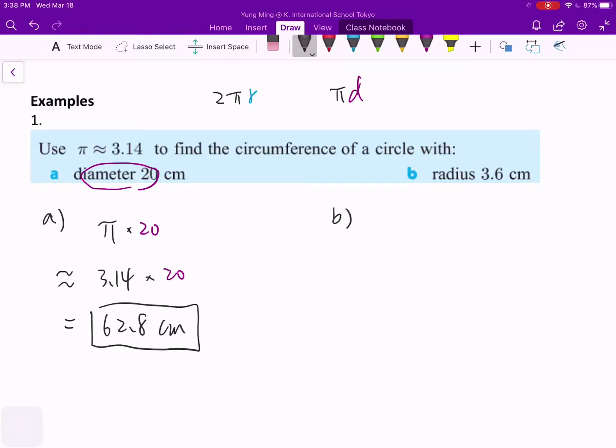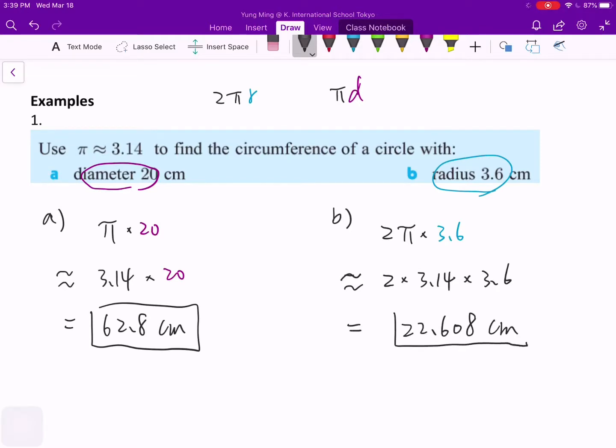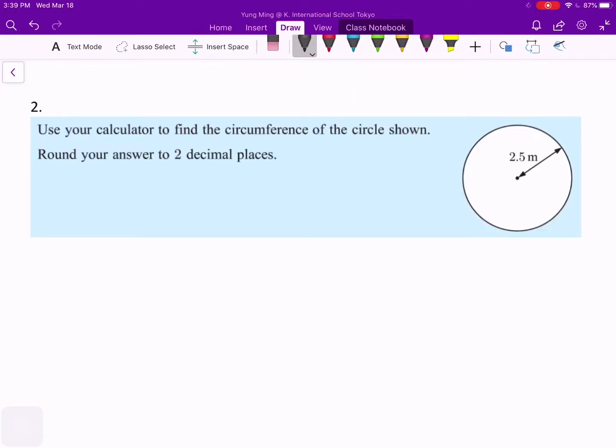Part B, because we're given the radius, we're going to use the 2 pi r formula. So we got 2 pi times r, r is equal to 3.6. This is going to give us approximately 2 times 3.14 times 3.6. This is going to give us 22.608 centimeters. And that's it for this question. Part 2, you get to use your calculator now. Pause the video whenever you're ready.